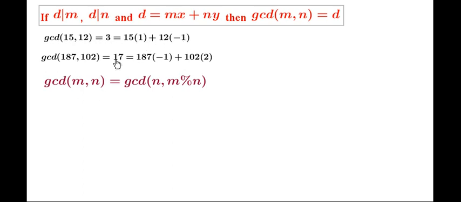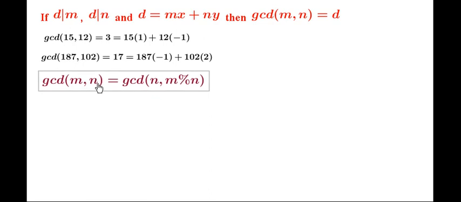Okay, so now let me consider one more example. Now since 17 divides 187 and 17 divides 102, as well as 17 can be represented as a linear combination of 187 and 102, we can say that 17 is the GCD for these two numbers. Now we know how to calculate GCD, and we are familiar with this particular equation. If you are not, then please watch my previous tutorial.